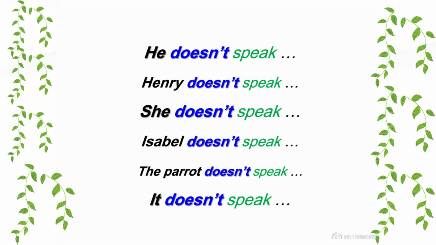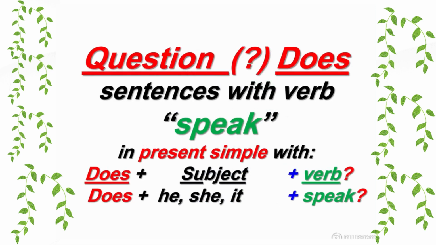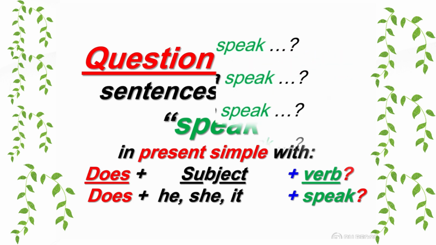Let's go to the question form. In the question form, with he, she, it, we ask with the word does. Does he speak? If you write does he speaks, it's not correct. So in the negative form and in the question form, the verb doesn't take an s. So does he speak? Does she speak? Does it speak? So the verb takes an s only in the positive form. You should remember this. Let's go to real examples.